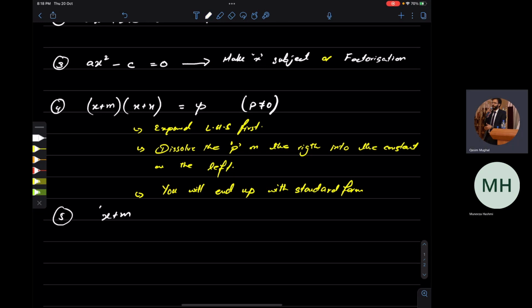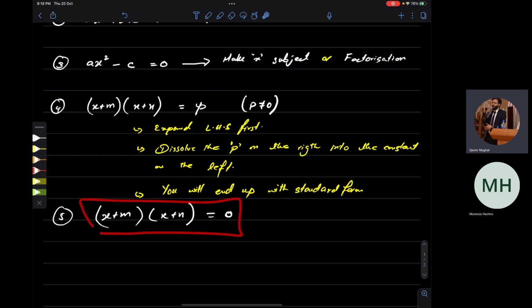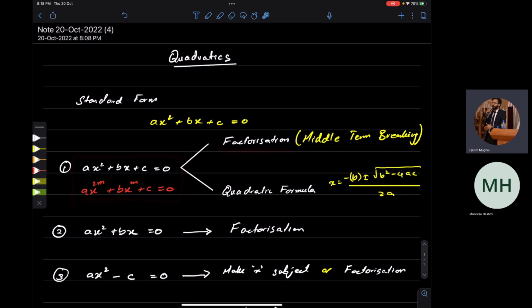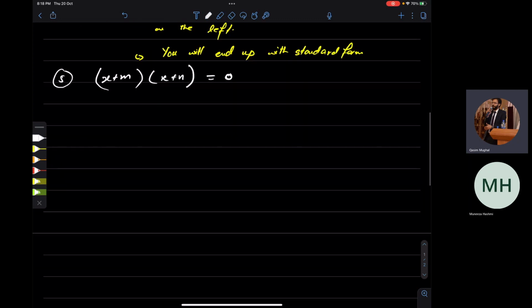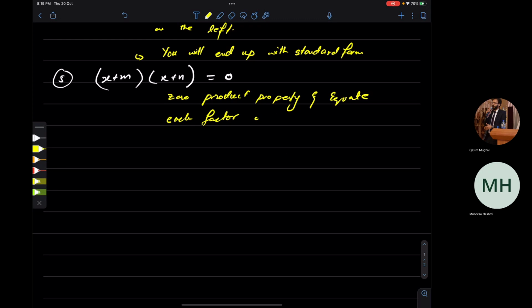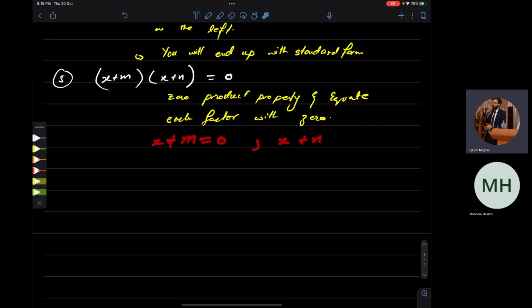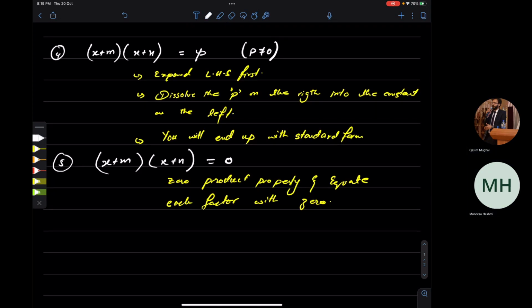Fifth one, x plus m, x plus n, but this time you have exactly 0 on the right hand side. This you will be getting a lot when you apply the middle term breaking method in factorization on the standard form. Over here you apply the zero product property and equate each factor with 0 and then solve it accordingly. That's going to result in two linear equations, so x plus m equals 0, x plus n equals 0. From here you can get two different values.